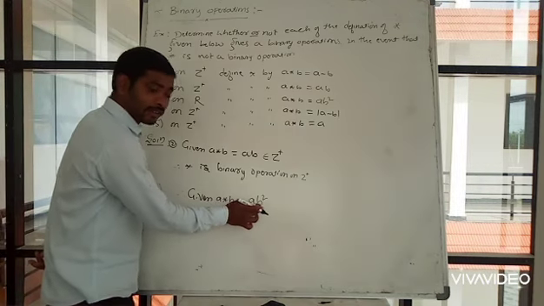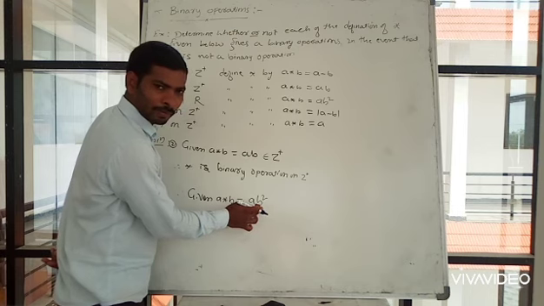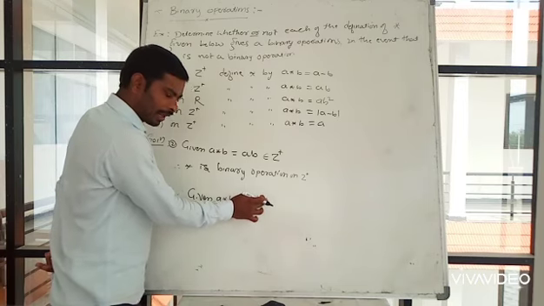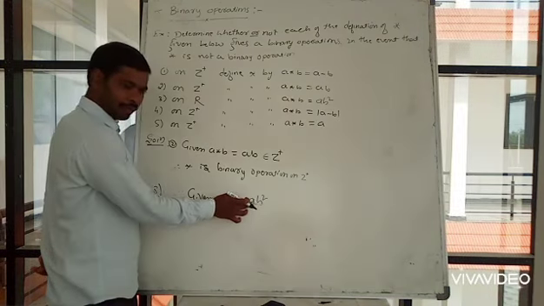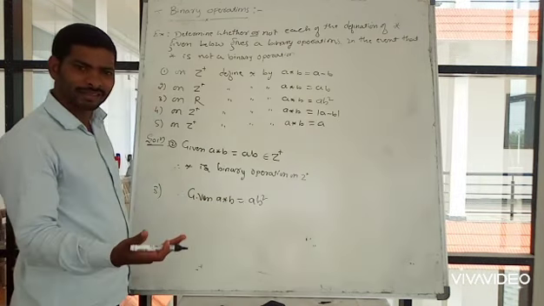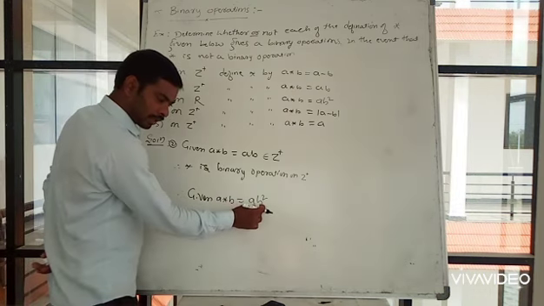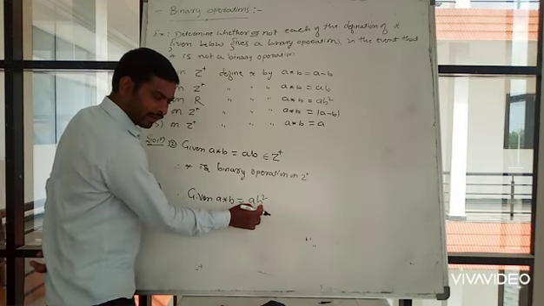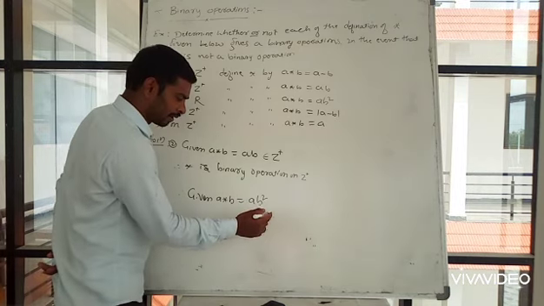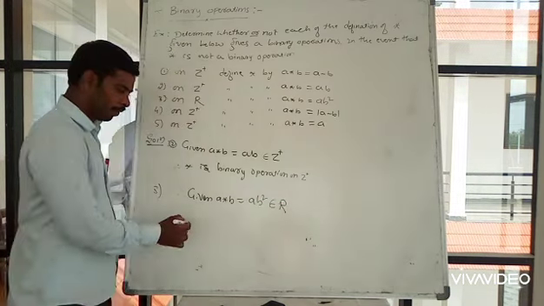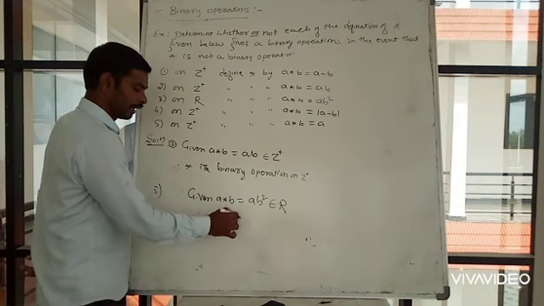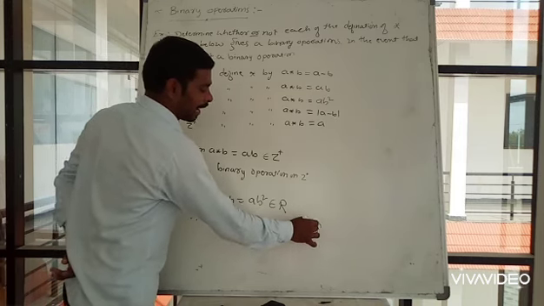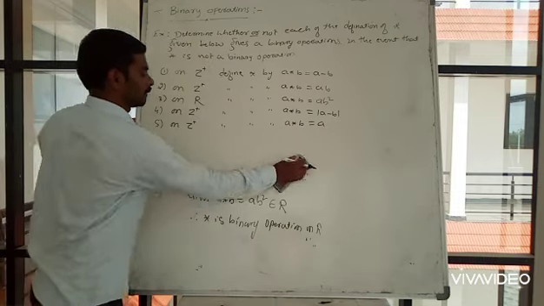See, A and B are real numbers. From the properties of real numbers, the square of a real number is a real number. So B square is a real number, A is a real number, and the product of two real numbers is also a real number. This belongs to R. Therefore, the operation star is a binary operation on R.